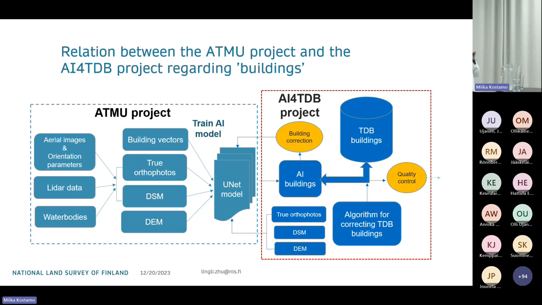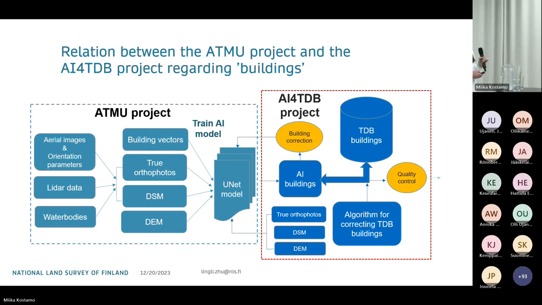And then after we make this correction, like the shift and the rotation of the buildings, we had this quality control, which means we compare those results together with orthophotos and also TDB vectors to be sure that the result is correct. After that, we deliver the result to our expert team, like a mapping team, to be checked and get feedback from them. And then we improve our algorithm. So that was the interactive process during this project.